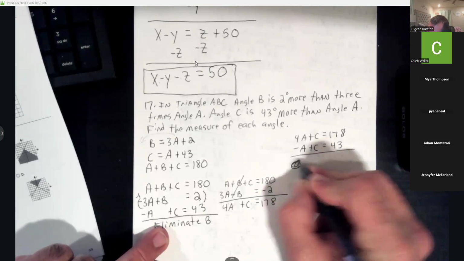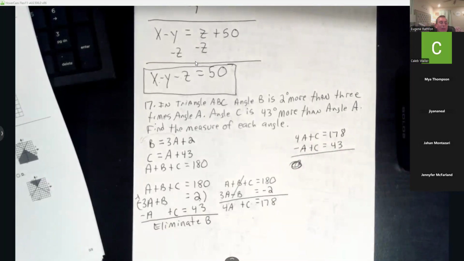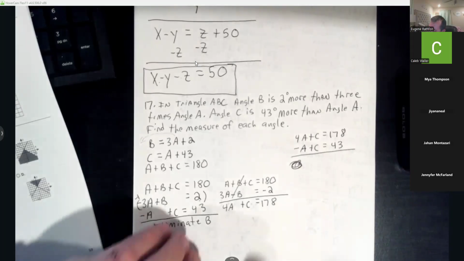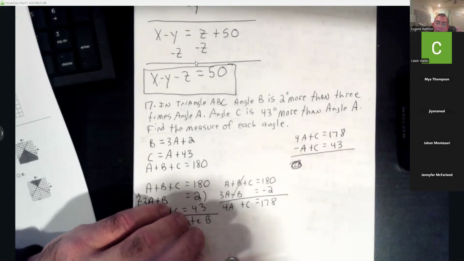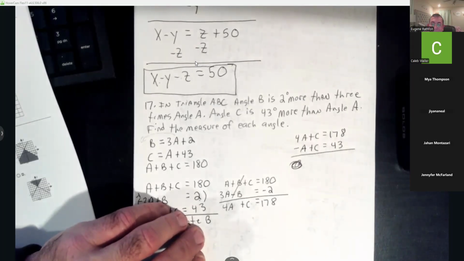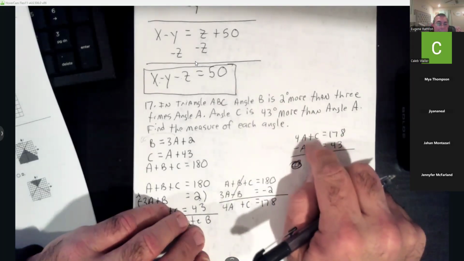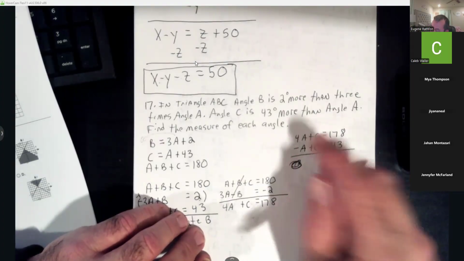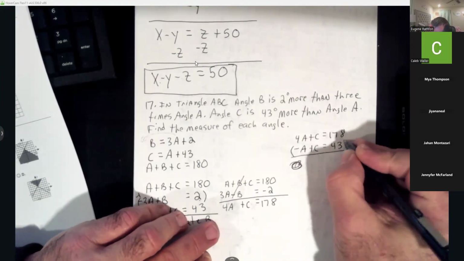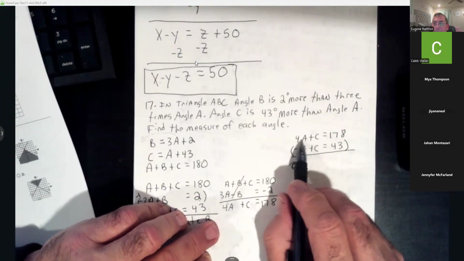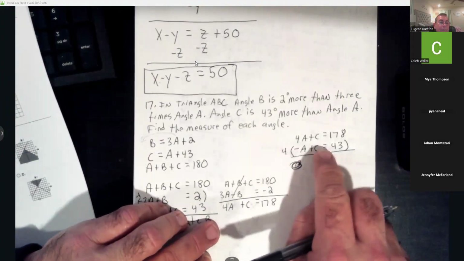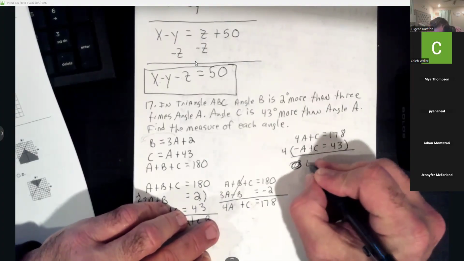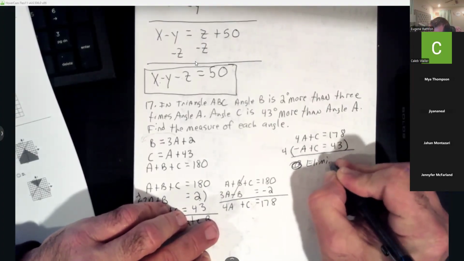Oh, hang on. We got to decide what we're going to eliminate, okay? So you can eliminate the A or the C here. So for this one, I think I'm going to eliminate the A. And if I'm going to multiply the A, that's a positive 4A. We're going to multiply this one to make a negative 4A. So I'm going to eliminate A.